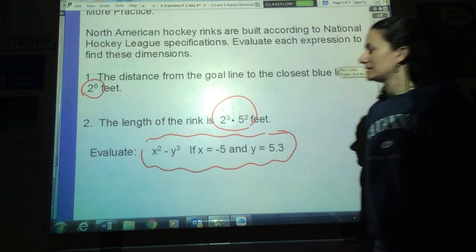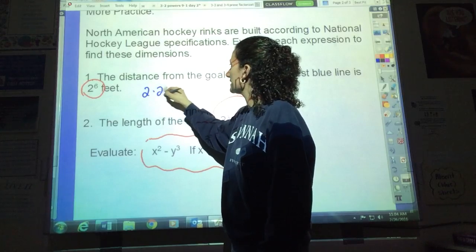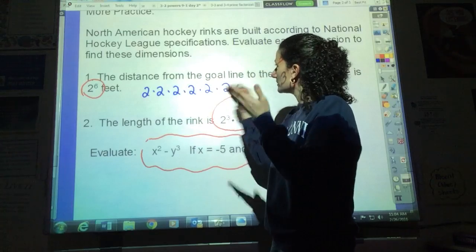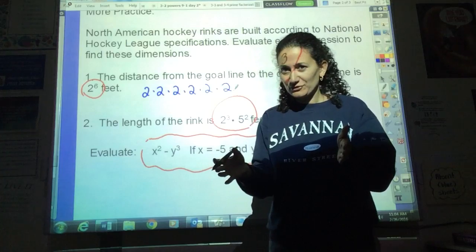Okay, let's start with the easiest one. I hope this was easy. I hope you understood it. 2 to the power of 6 simply means 2 times 2 times 2 times 2 times 2, 2 times itself 6 times. No, it's not 12. I hope you didn't do that.